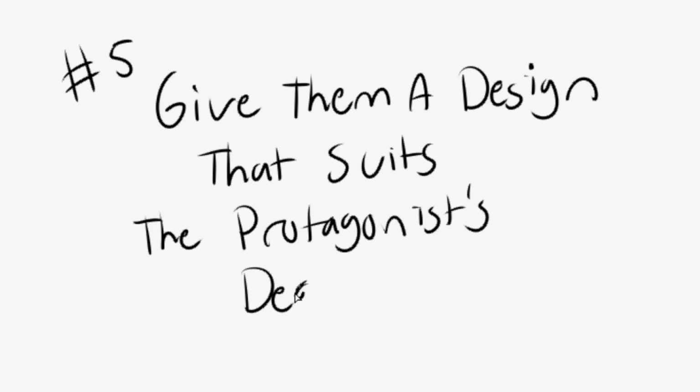Number 5. Give them a design that suits the protagonist's design. The design of the Deuteragonist character needs to work well with the protagonist. After all, it's very likely that you will show these two characters together a lot, so their designs both need to be purposeful for the story and also look really good together. To better show you this, let's draw something together.